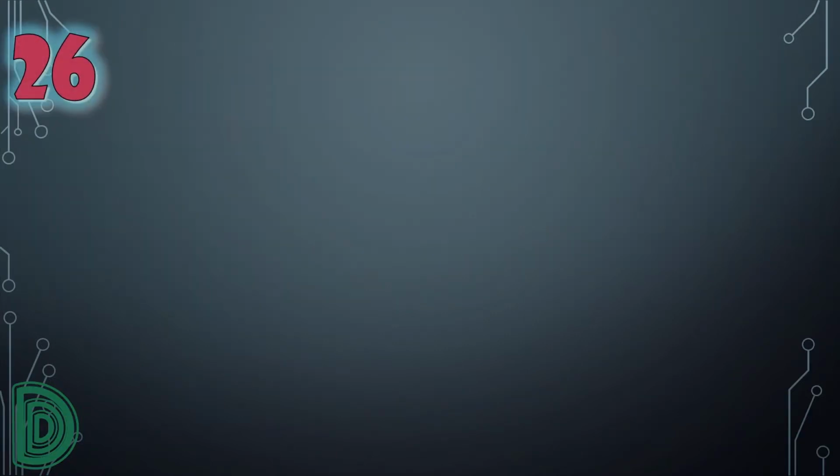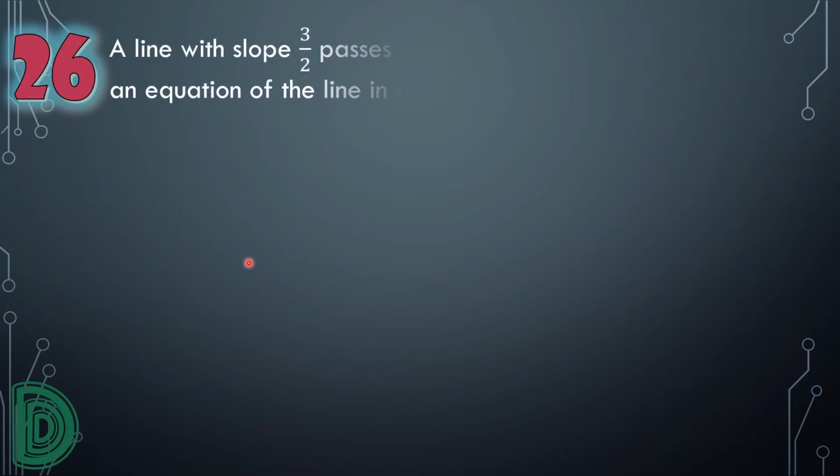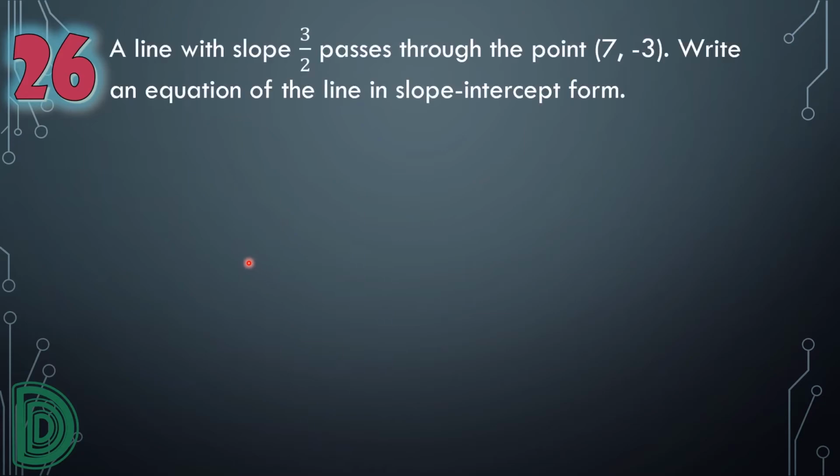Let us begin with question number 26. A line with slope 3 halves passes through the point (7, -3). Write an equation of the line in slope-intercept form. Since we are given the slope and the point, we will use the point-slope form of the equation of the line. That is y minus y sub 1 equals the slope m times the quantity x minus x sub 1.